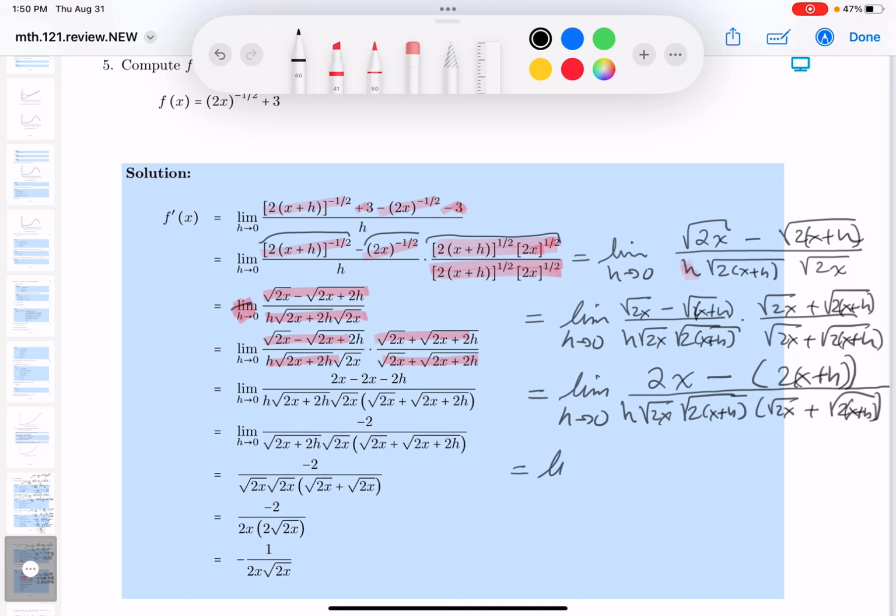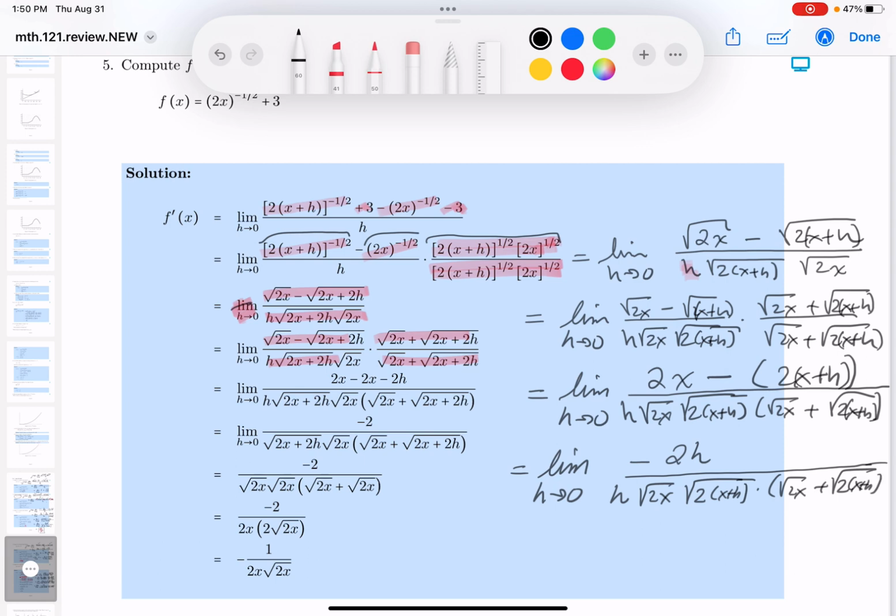Limit as h goes to 0. On top, what do you get? Well, you get 2x minus 2x, which there's no x's, but you do get minus 2h. I'll write the bottom down now. h, root 2x, root 2 times x plus h, times root of 2x plus the root of 2 times x plus h.